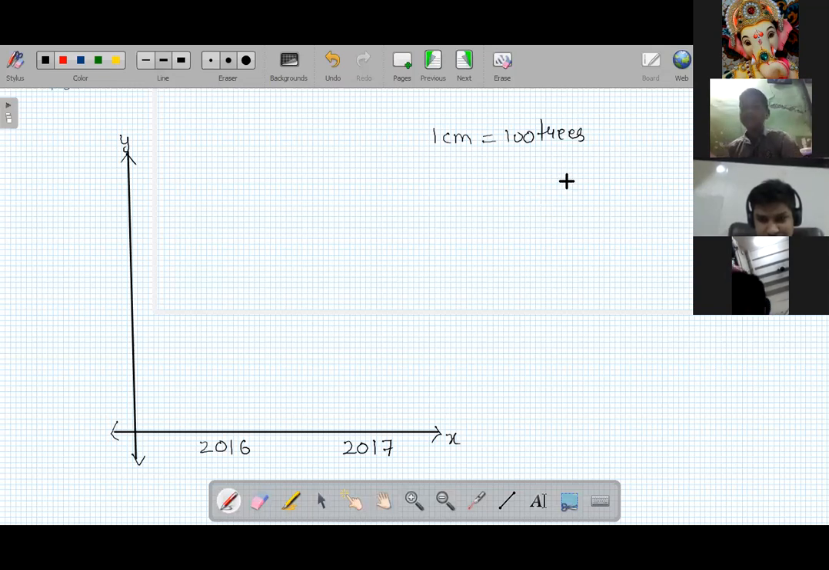Sorry, what was the question? We can do 50 trees also. Yes, you can do 50 also, but your graph will become too big. I'll do it with 100. You do with 50, it will still be correct. So I'll start with 100.